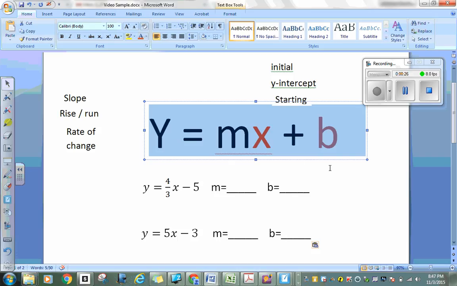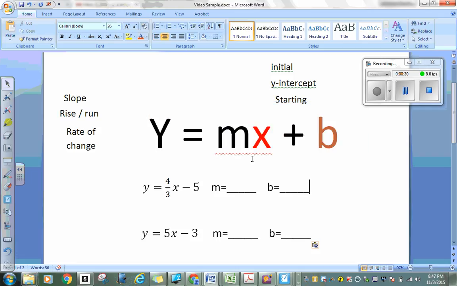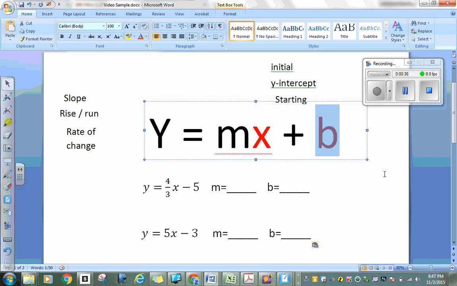Now, why is it called slope-intercept? My explanation is really simple. Here's why: because in the equation they gave us a slope and they gave us an intercept. So that is why they call it the slope-intercept form. That's all there is to it. Now, let's discuss the parts of this form.